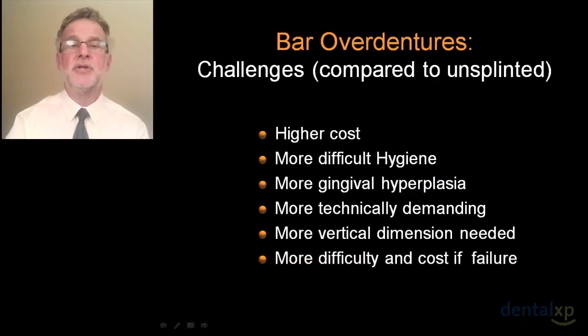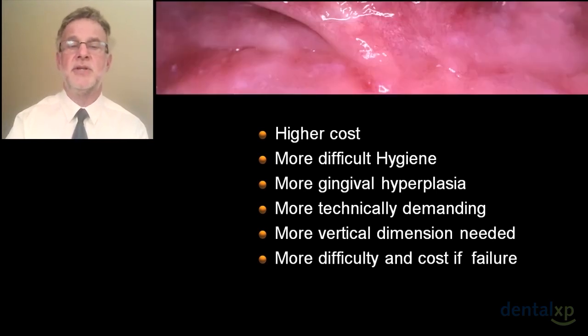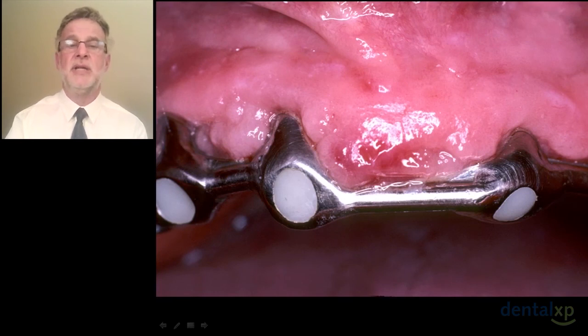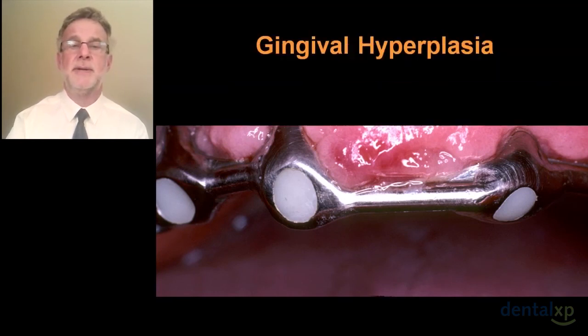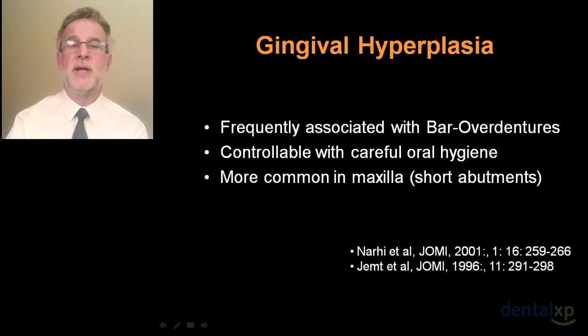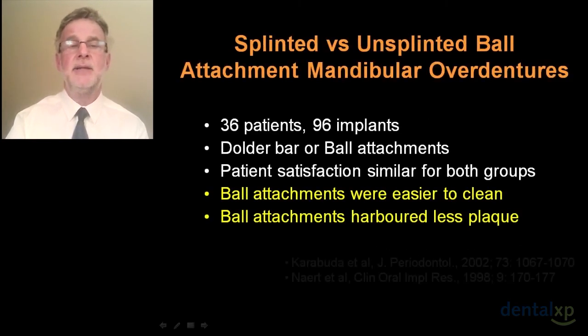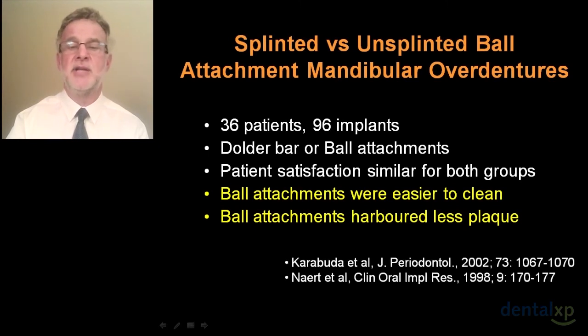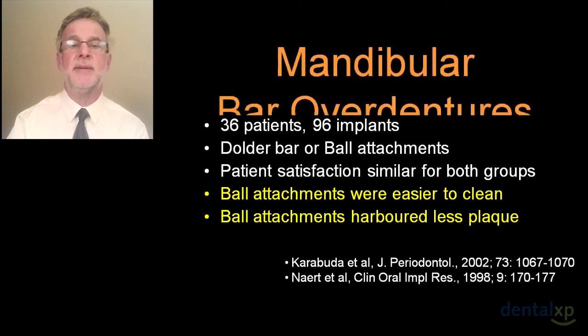Now, bar overdentures, at least compared to unsplinted cases, do have higher cost, more difficult hygiene, gingival hyperplasia, are more technically demanding, need more vertical dimension, and could be more difficult and costly if there is a failure. So we have pretty much stopped doing bar overdentures even in the maxilla, as you've seen previously in this presentation, because we would almost routinely see this kind of gingival hyperplasia. And this has been reported in the literature as well. It's not just my practice. And other studies have shown that unsplinted attachments were easier to clean and harbored less plaque.